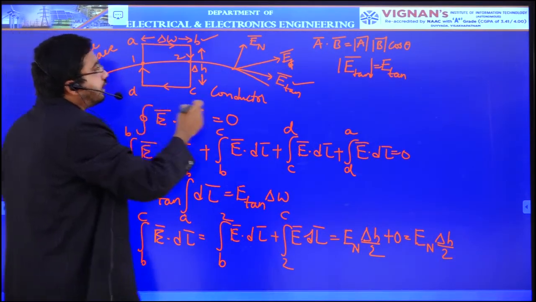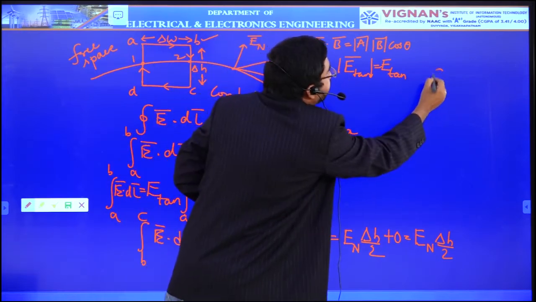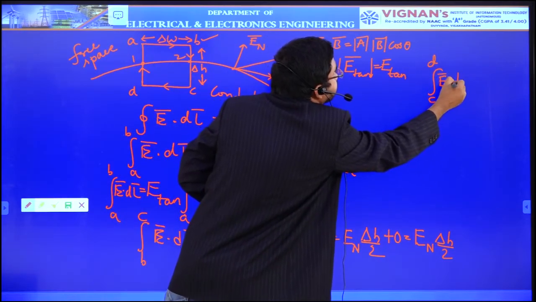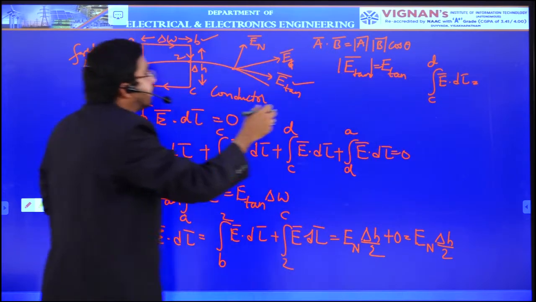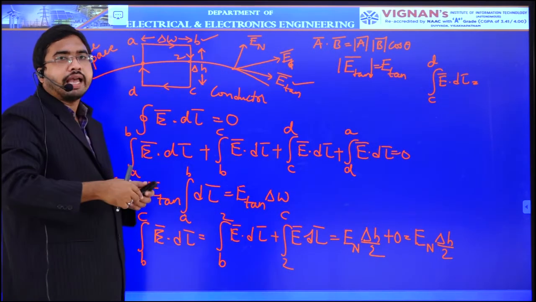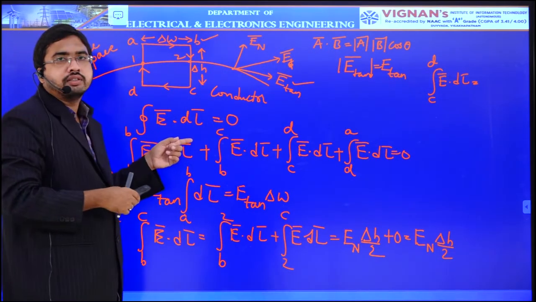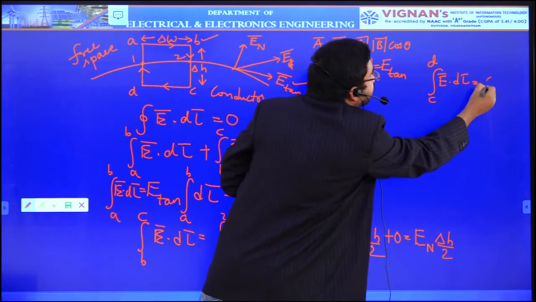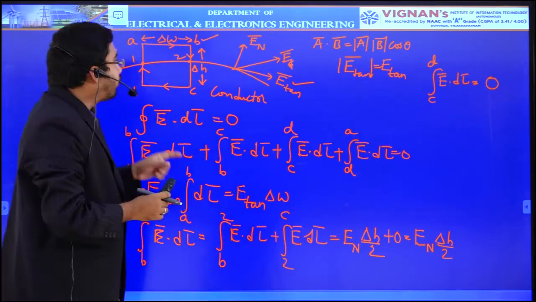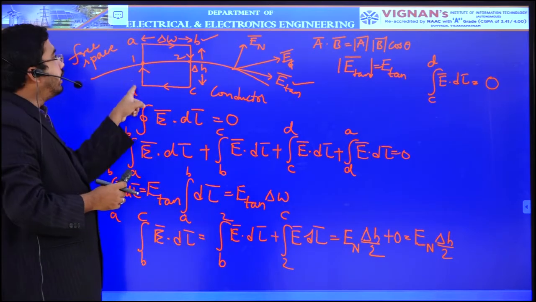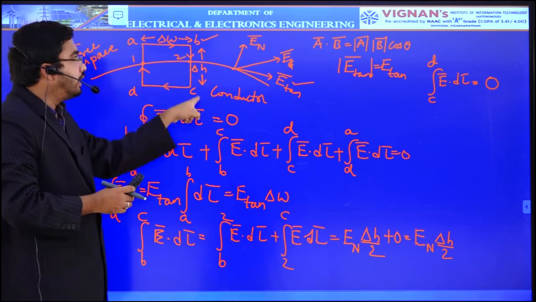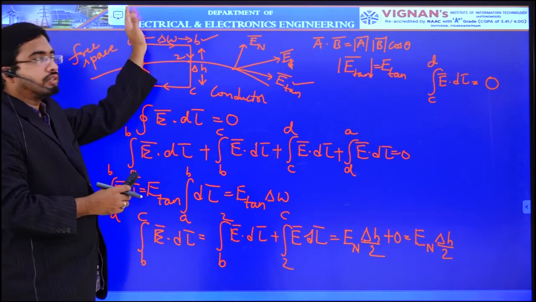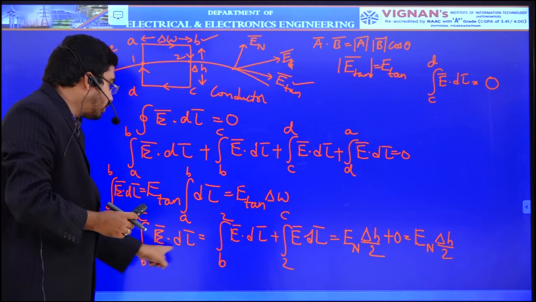Similarly, integral C to D, E bar dot dl bar. So how can we find this? This C to D part is exactly inside the conductor. So inside the conductor the E value is 0. So the direct integration value is equal to 0. And what about D to A? D to A is similar to the B to C integration, but B to C is downwards and D to A is upwards. So what is the B to C integration value?